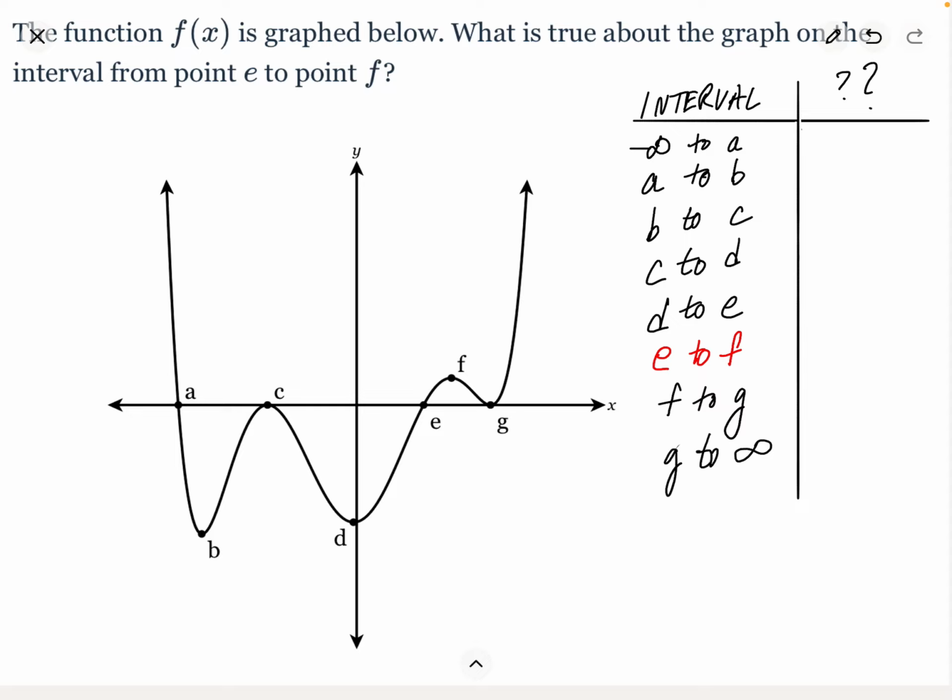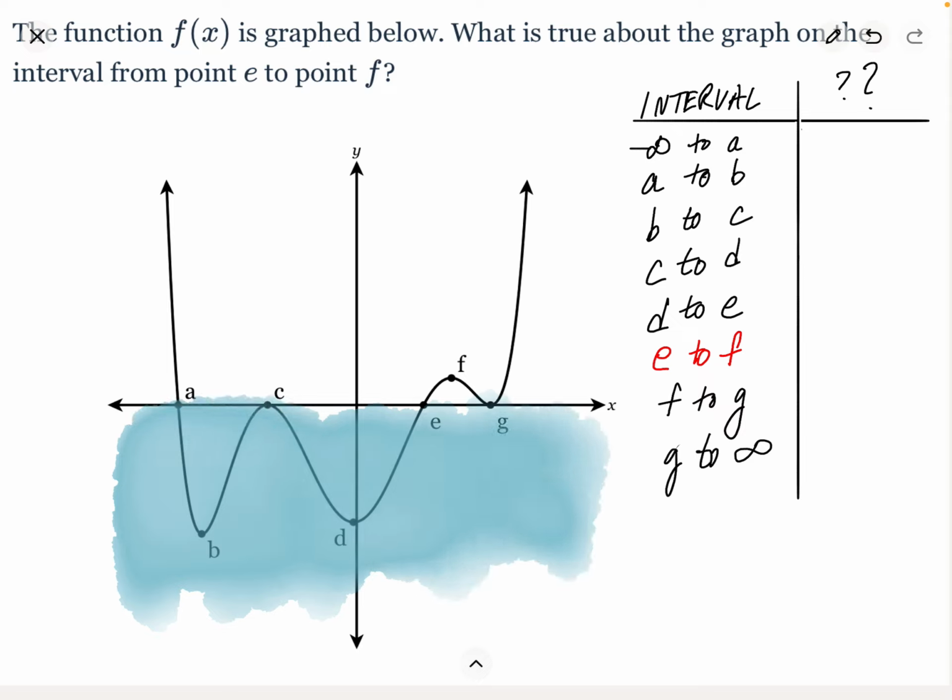Now, the way that I like to do this is I like to use the metaphor of a roller coaster that goes in and out of the water. I just color everything below the x-axis and I make it water. So I make all of this water, and I know that anything that's in the water is going to be negative. Okay, so that's the first thing I like to do.